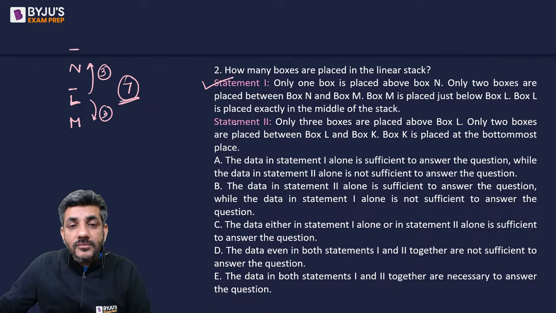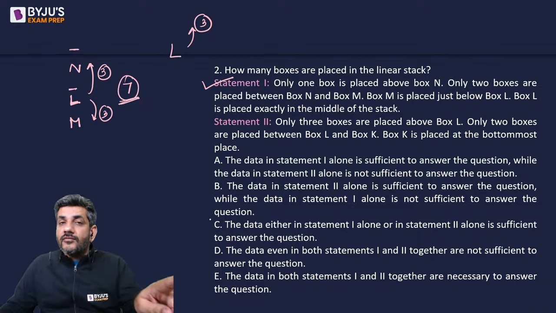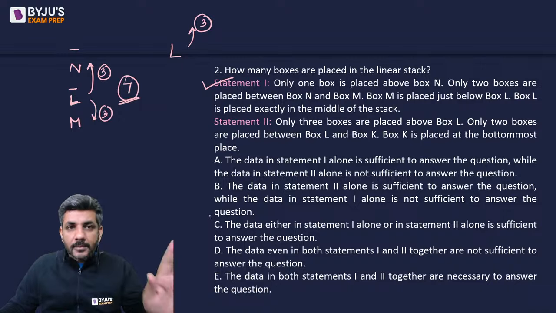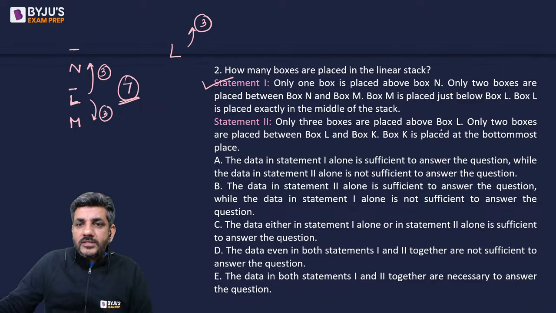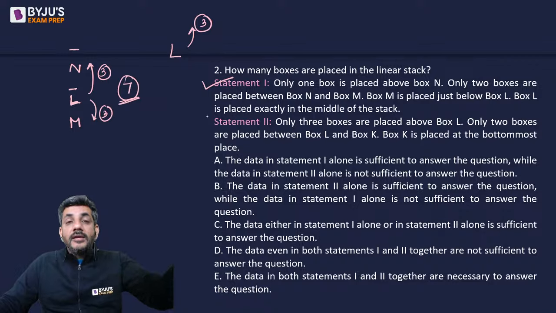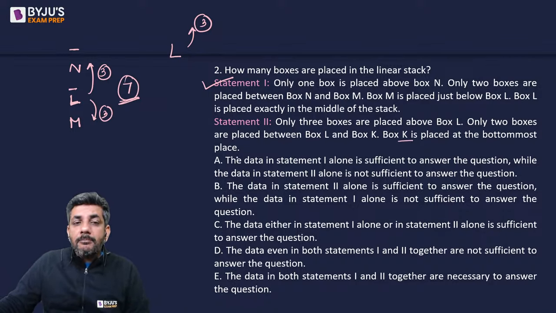Look at statement 2. Only 3 boxes are placed above box L. There is box L, and above L he says there are 3 boxes. And now I cannot use the information of statement 1. Just keep that in mind. While using statement 2, forget about statement 1. So 3 boxes are placed above L. Only 2 boxes are placed between L and K. If 2 boxes are placed between L and K, K can be above L, K can be below L. Both possibilities are there. K is placed at the bottommost place.